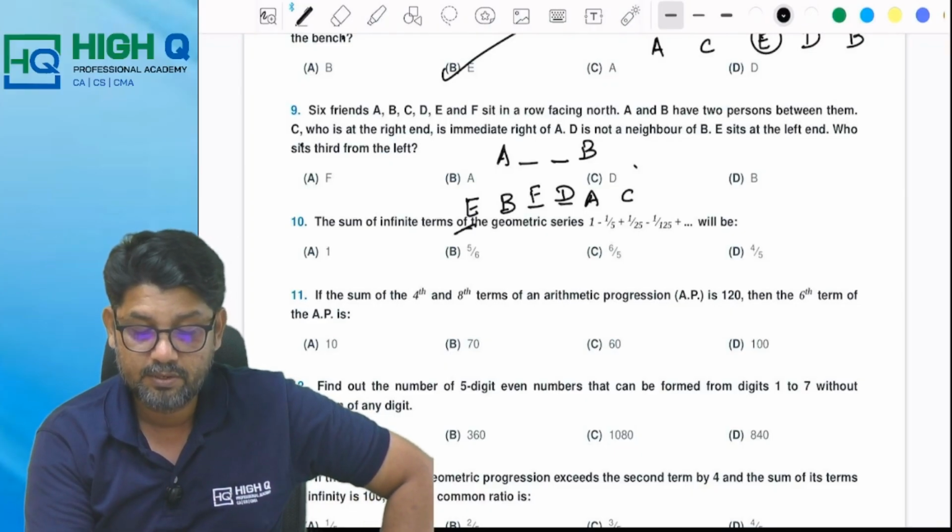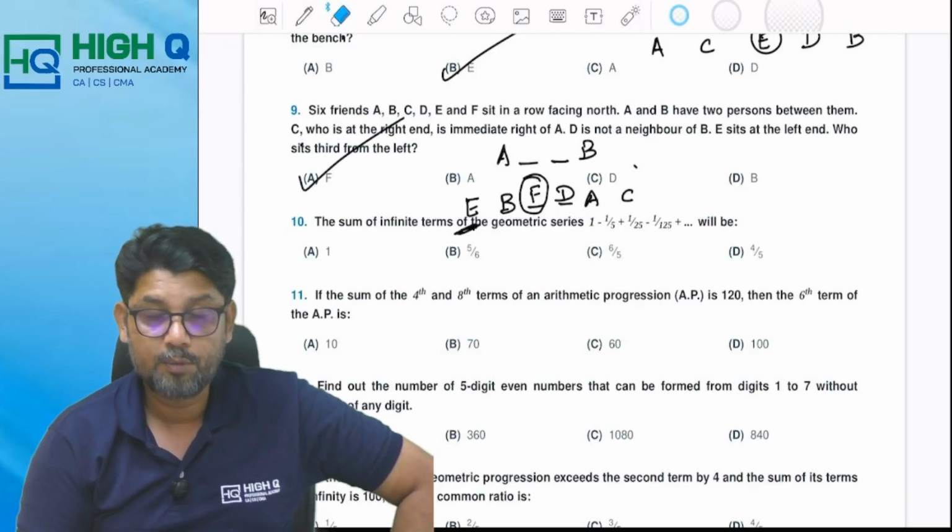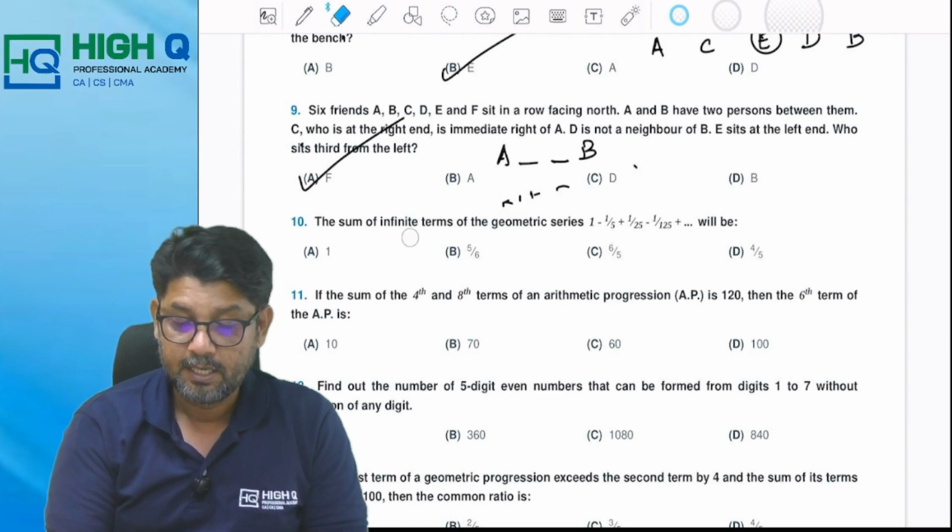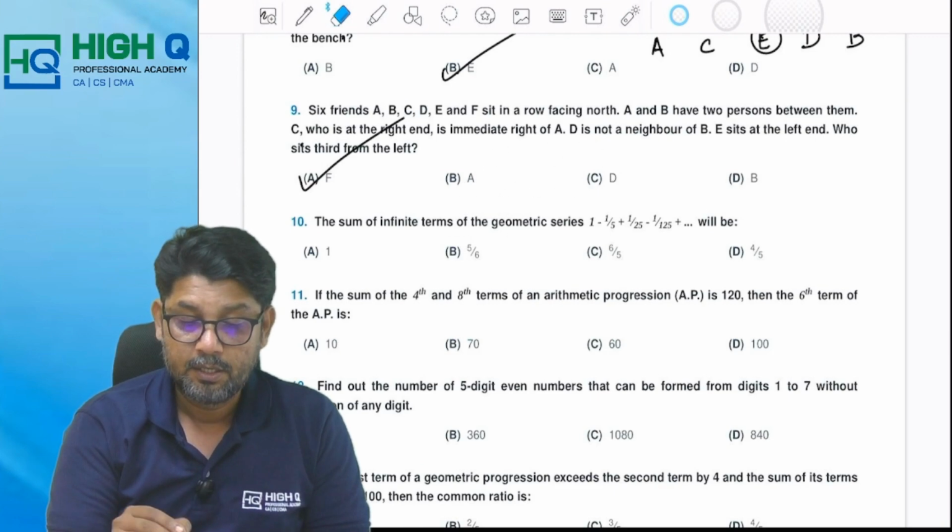So this is our left side. Third from the left. Who sits third from the left, my dear? Of course, F is sitting third from the left. So option A, that is the right answer. Okay, next question, my dear.